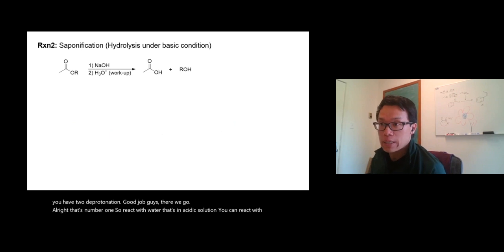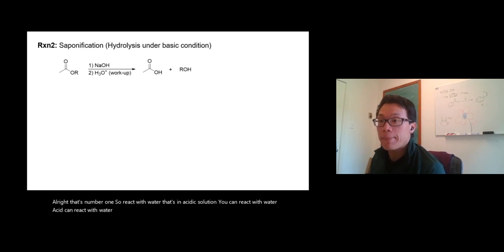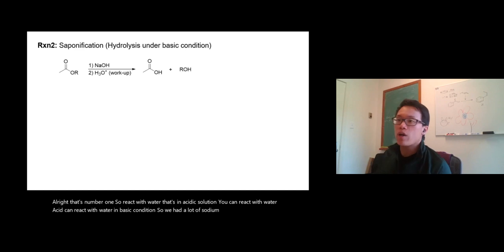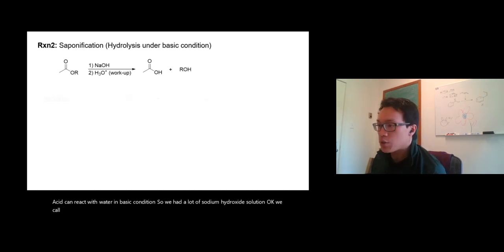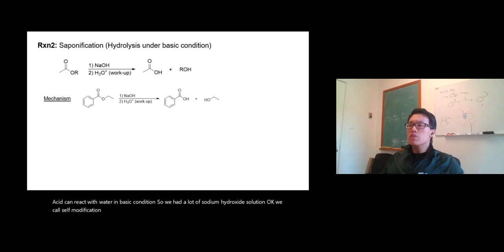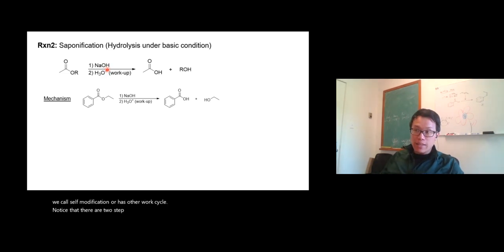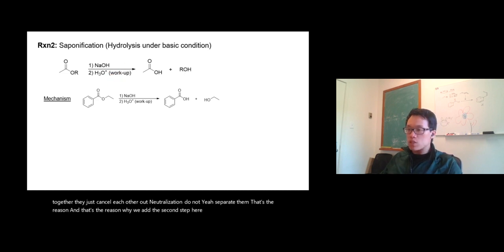Ester can also react with water in basic condition. So we add a lot of sodium hydroxide solution. Okay, we call this saponification. Here's how it works. Let's take a look. Notice that there are two steps here. Do not add them together. Acid and base together, they just cancel each other out. Neutralization. Do not separate them. That's the reason why we add the second step here. Add an acid. Watch for it.